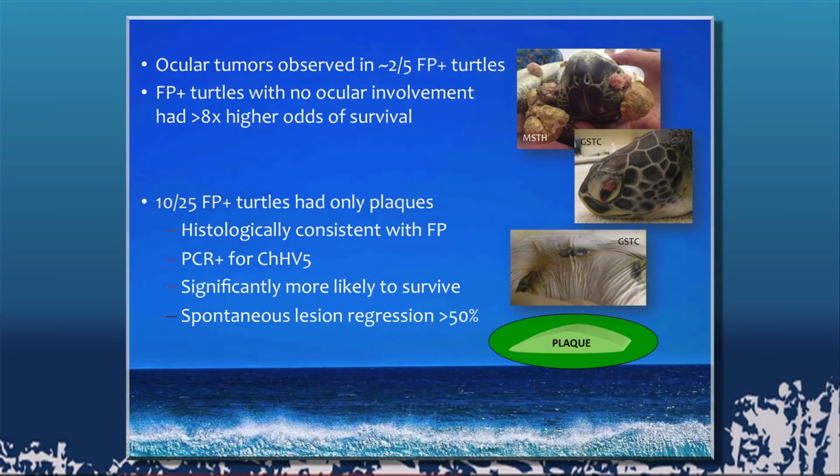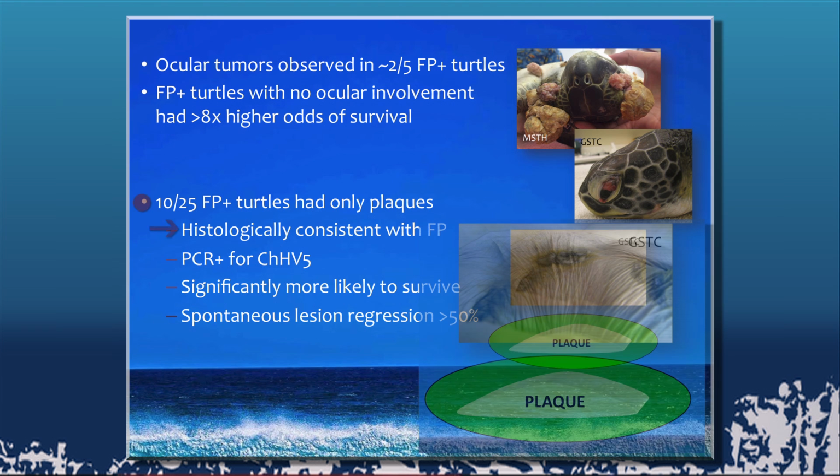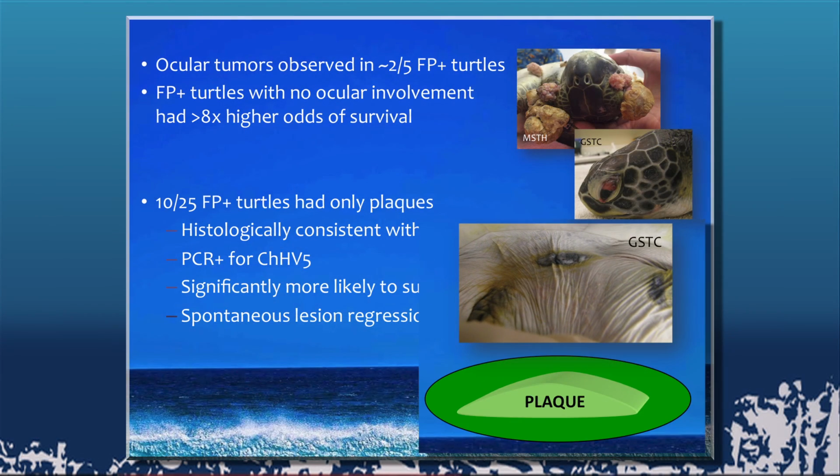And we also found that 10 out of 25 of the turtles had only these flat plaques, which histologically and molecularly were consistent with FP. But these turtles were significantly more likely to survive rehab, and over 50% of them had spontaneous tumor regression, whereas none of the other turtles that had the other types of tumors had spontaneous tumor regression. So if you have flat plaque-like tumors, it's good.